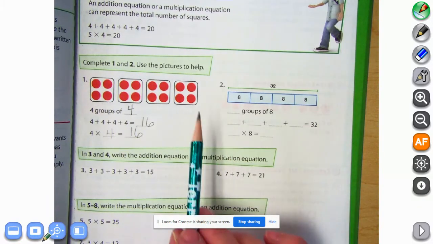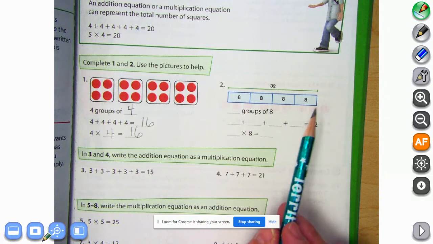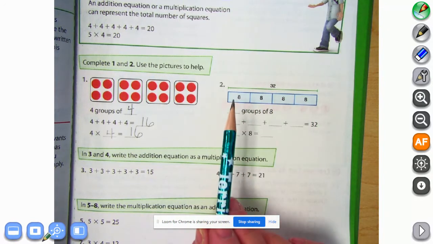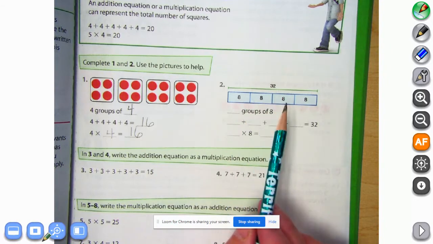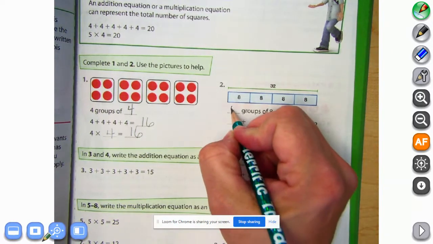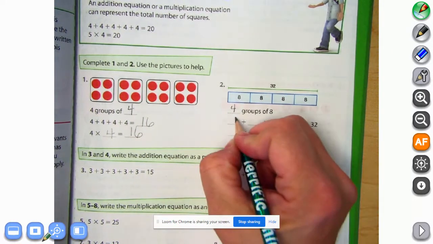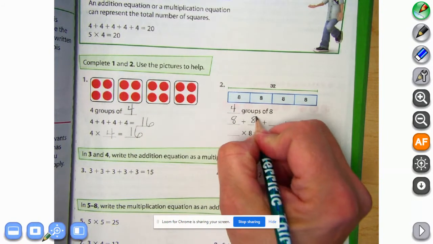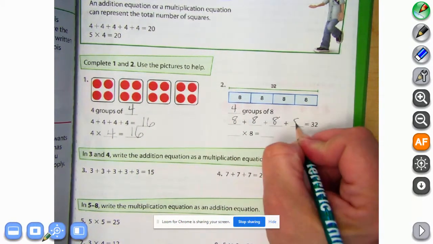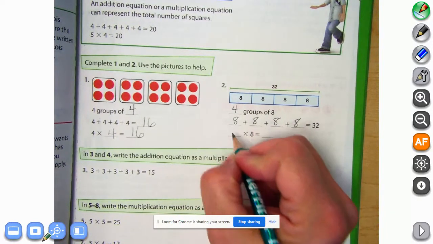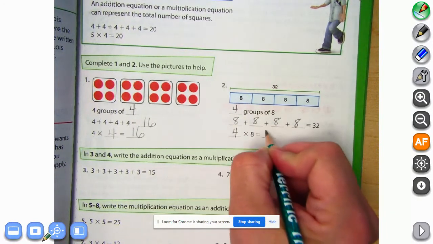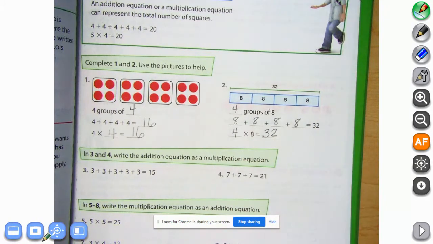Number 2, I see a bar diagram. There's 32 total, and I see 8 in each group, and I can see how many groups. 1, 2, 3, 4. So I have 4 groups of 8, which is 8 plus 8 plus 8 plus 8 equals 32. So I can change that into a multiplication problem. 4 groups of 8 is equal to 32.